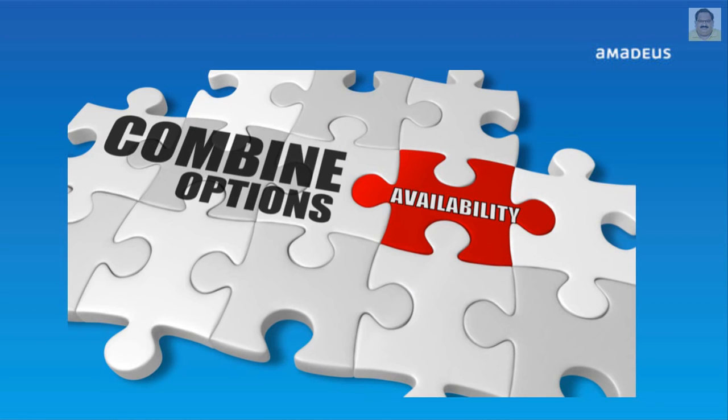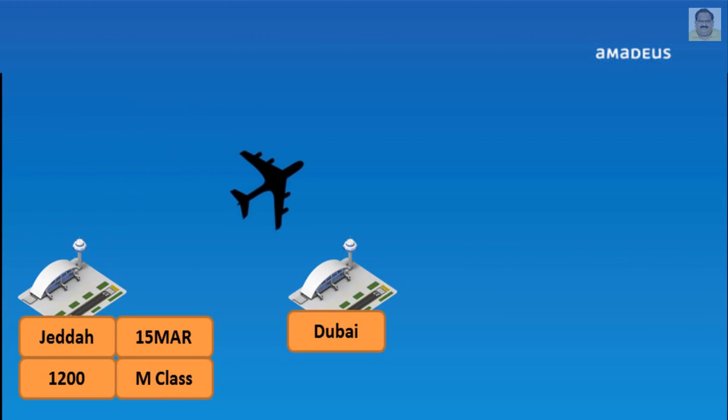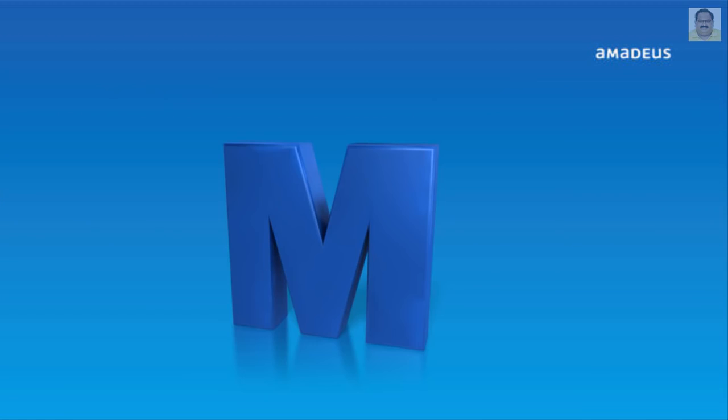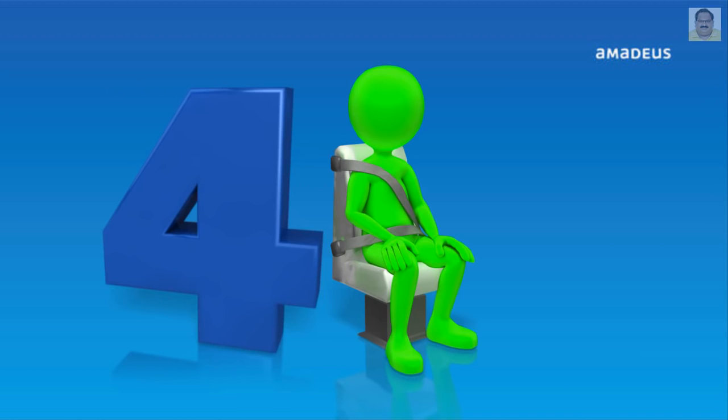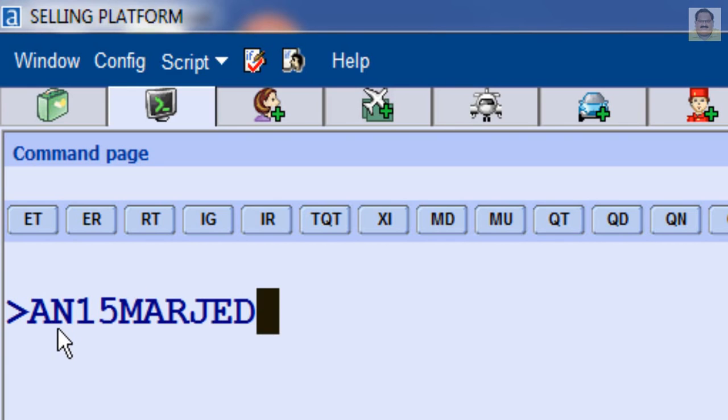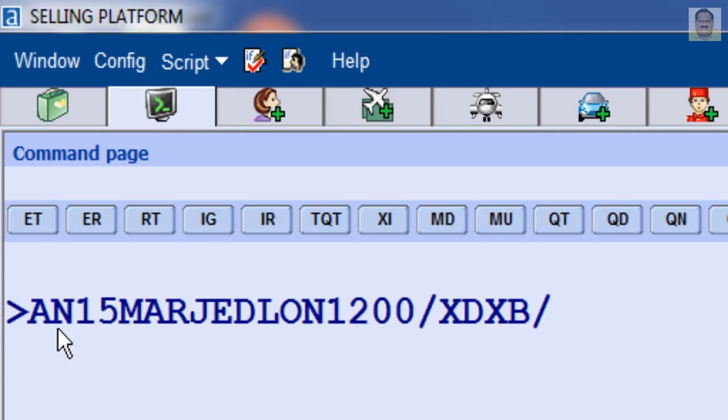You can combine more than one option in your input, if needed, for example, departure from Jeddah to London, on March 15, at 1200, via Dubai, required booking class is M, and required 4 seats. Enter, AN, March 15, Jeddah to London, at 1200, letter X, DXB, letter C, required booking class M, letter B, and required seats 4.